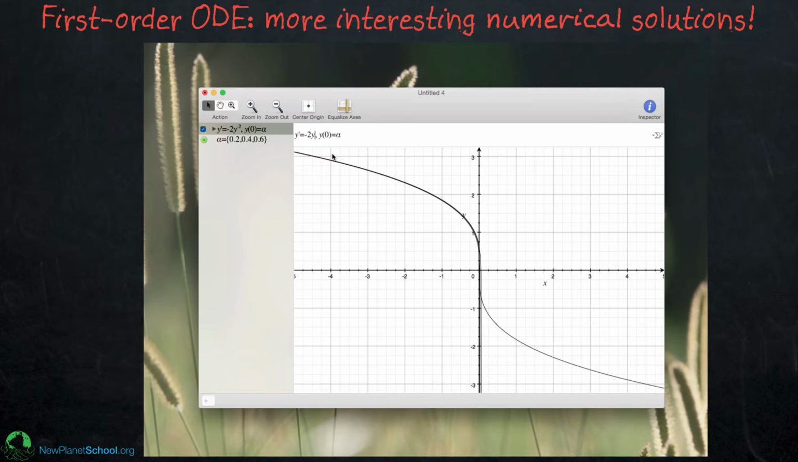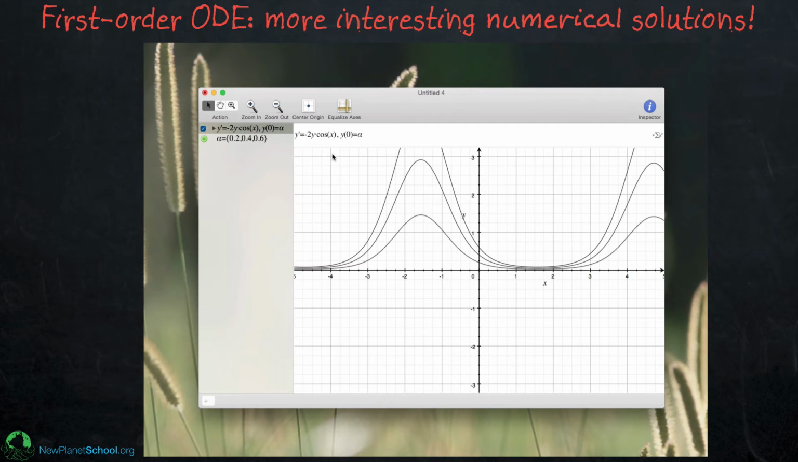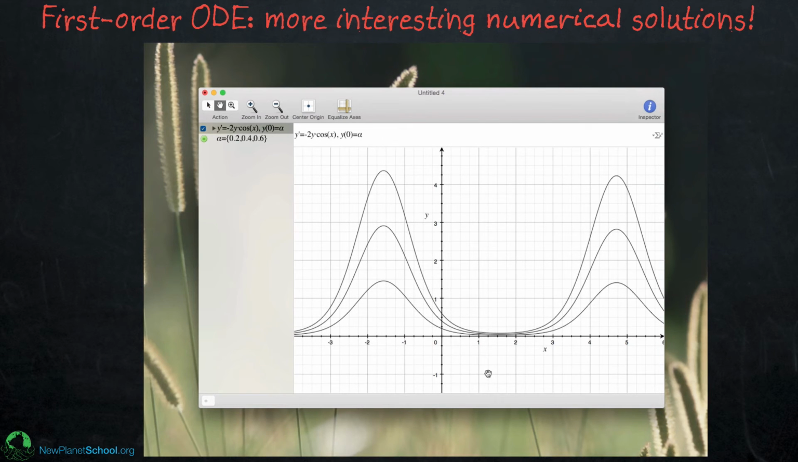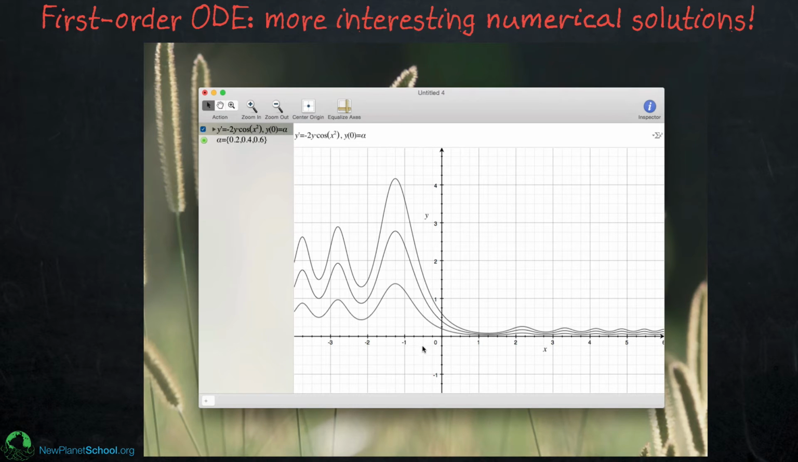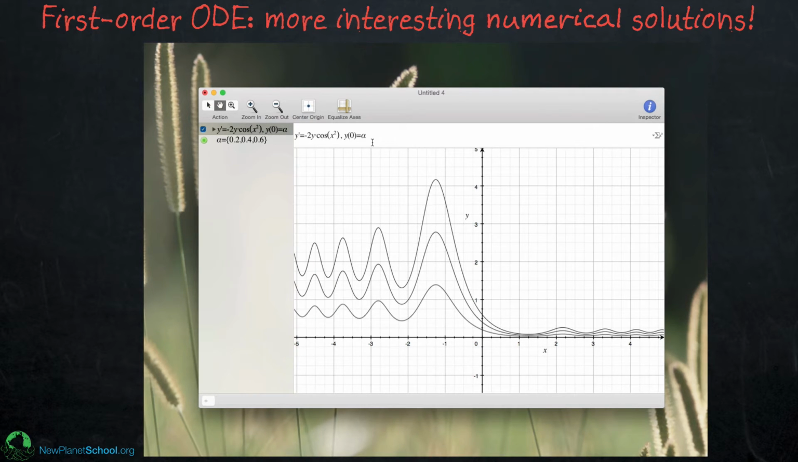Let me put this back to y and multiply by, say, cosine x. In some cases, you might be able to get an analytic solution and you can compare these. But in some cases, we can make these so complicated that you probably can't. Like, for example, let's put an x squared in here. And you can start to get very complicated looking solutions. Let me move this so you can see it.